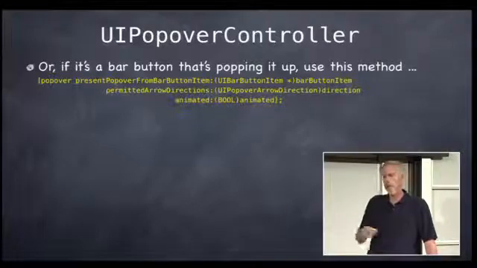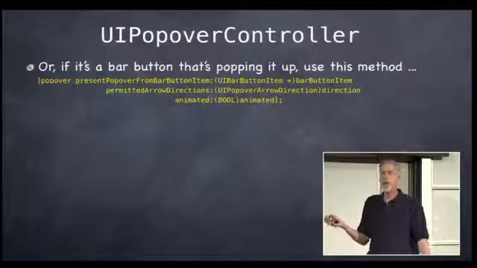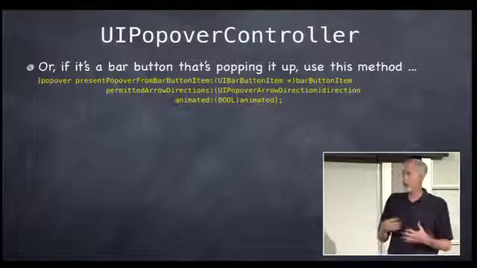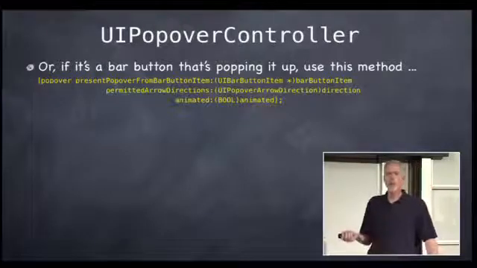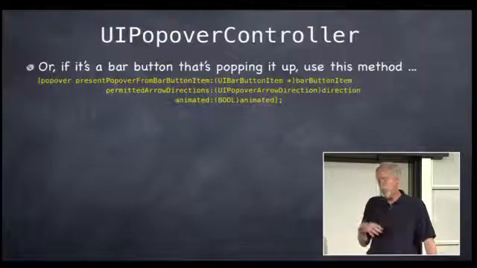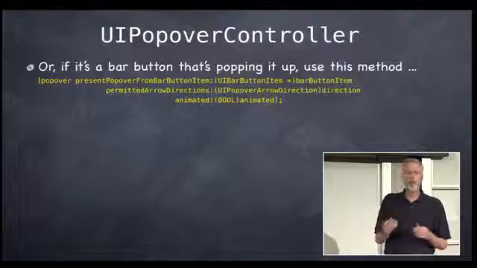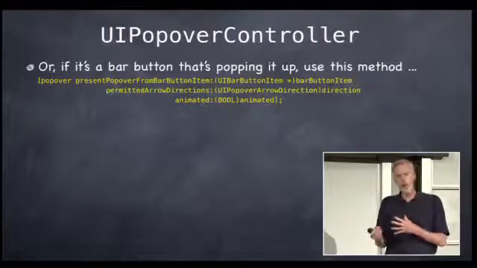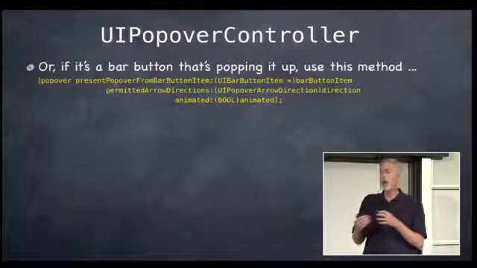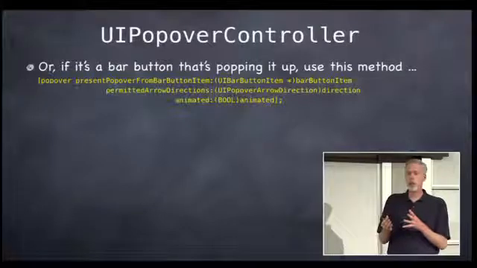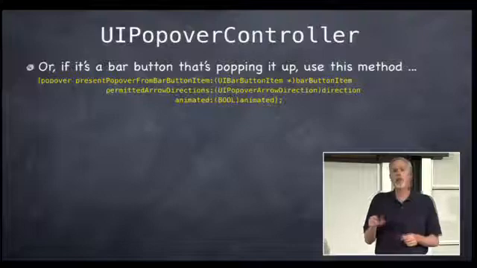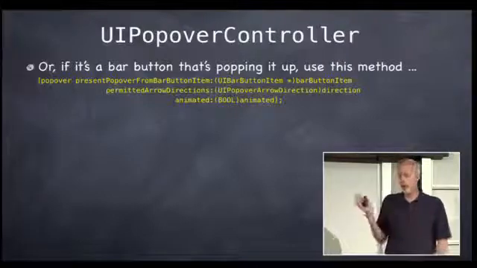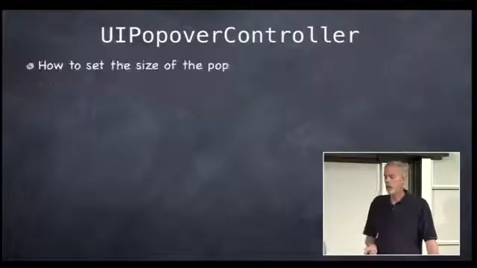And you just specify the bar button item and permitted arrow directions and whether it comes up animated, whether it slides in or fades in or whatever, and then it will do it. The animation that it uses to come in, again, it's kind of like navigation controller. You always want that to be yes if this view controller is on screen, and that's almost always true in a popover case because the thing that pops it over is usually something that's already on screen. So it's very unlikely that you would have animated no here.